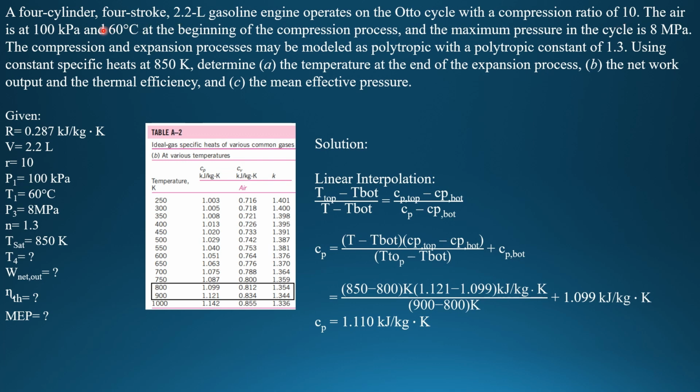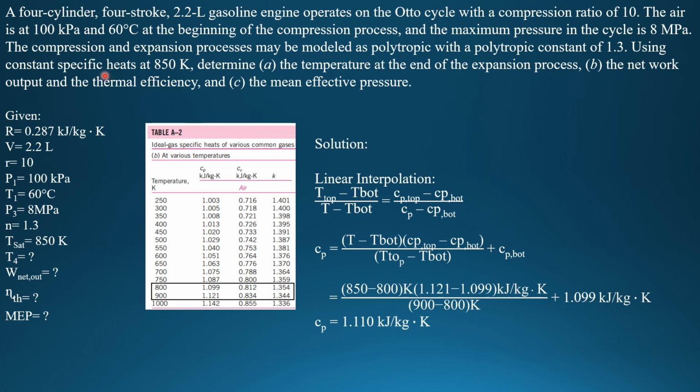The air is at 100 kilopascal and 60 degrees Celsius at the beginning of the compression process, and the maximum pressure in the cycle is 8 megapascal. The compression and expansion processes may be modeled as polytropic with a polytropic constant of 1.3.